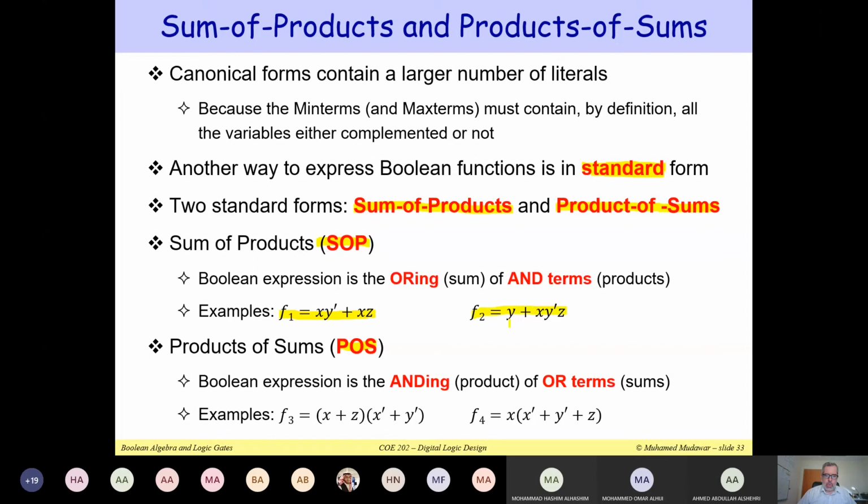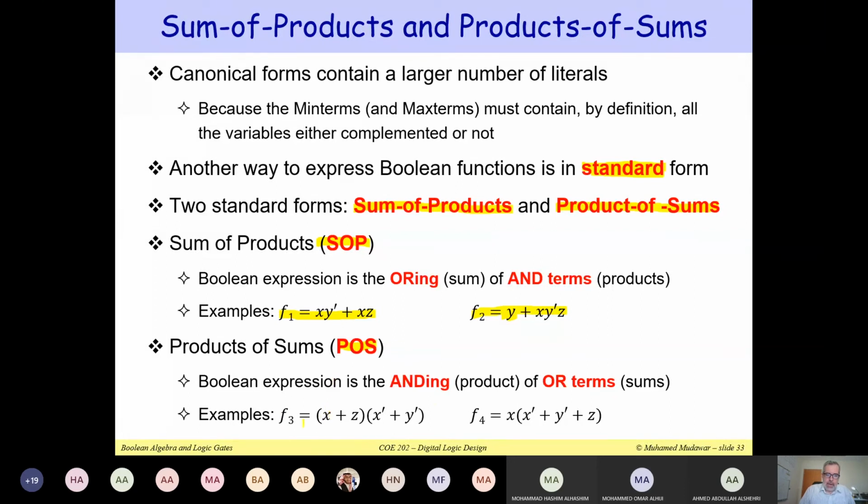The first term is y, the second term is xy prime z. The function is a function of three variables. Notice that y is not a minterm. It is just a single literal. It's a term, but it's not a minterm. We also have product of sums.